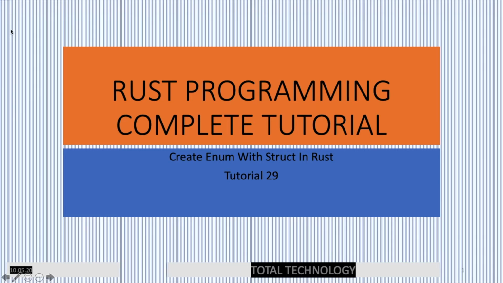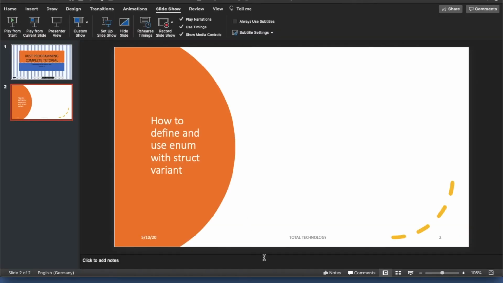This is tutorial 29 and today's topic will be how to create an enum with a struct as a variant. So it means we'll create an enum, and inside the enum we'll have one variant, and that is a structure. So the structure will be available as one of the variants for the enum. So this is the use case. Again, we'll create one enum. Inside the enum, there will be one variant, and the variant type will be a structure or struct. Nothing much to discuss.